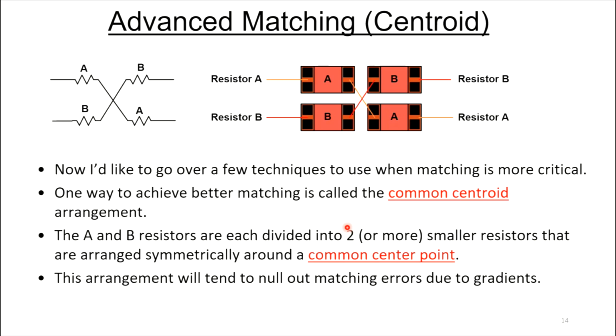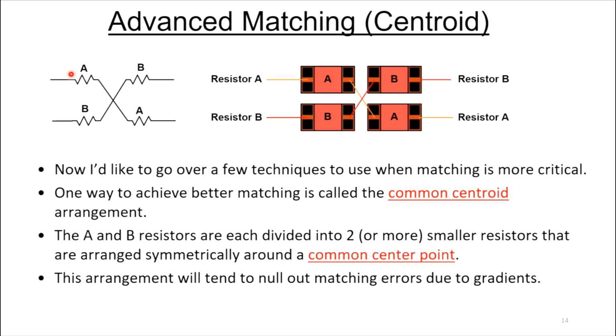Now I'd like to talk about a few of the techniques we use when matching is more critical, and you'll see these a lot in analog circuits. This first technique is called the common centroid configuration or arrangement. Let's say you have two resistors, resistor A and resistor B, and you want them to match very well.